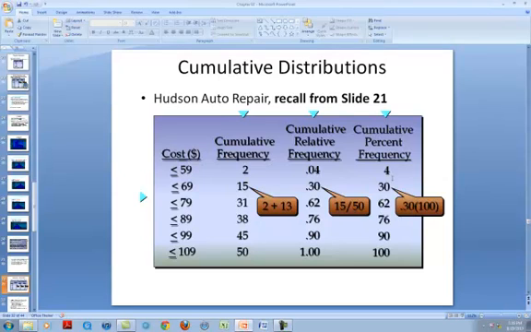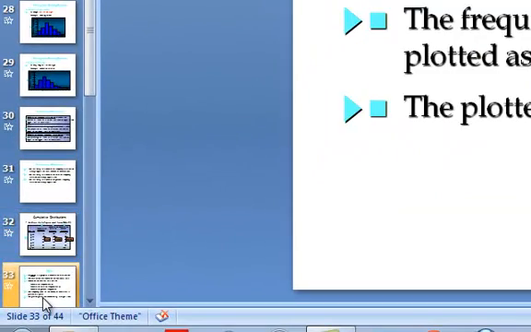Now, what's the next thing we do with this data? We can graph them, right? Because now we know all these values which we can put on the horizontal, and we know these values which we can put on the vertical axis. Such a graph is what's called an ogive, which is simply a graph of a cumulative distribution for any type of cumulative distribution: cumulative frequency, cumulative relative frequency, or cumulative percent frequency.